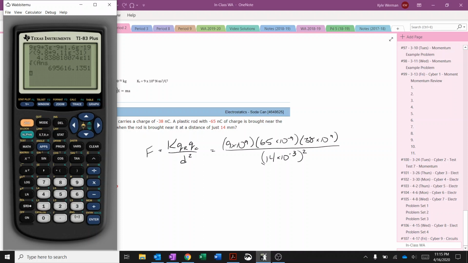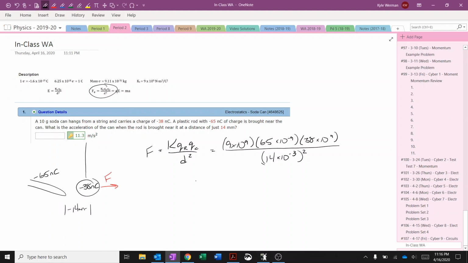Alpha K I have stored as 9E9, times 65 second E negative 9, times 38 second E negative 9, divided by 14 second E, I missed a 1 there, 14 second E negative 3 squared. And again, when you use that E feature, you don't have to use any parentheses because it's as if you wrote in the zeros. So I have a force of 0.113 newtons.